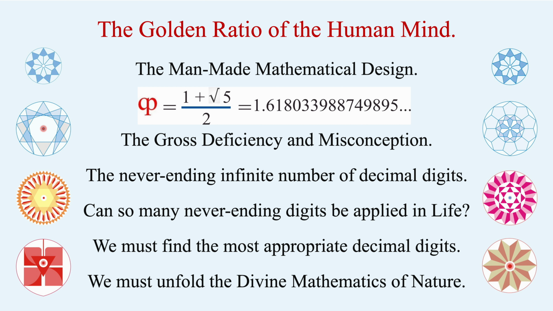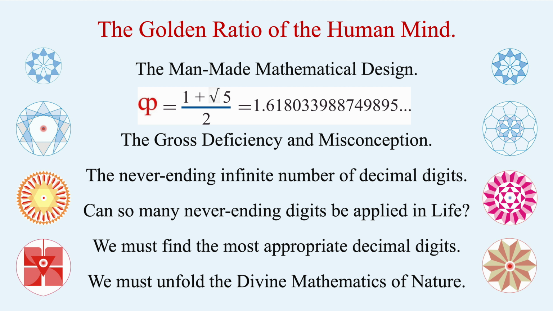Now, this is the mathematical man-made concept of the human mind. This particular thing, I do say, the never-ending infinite number of decimal digits is defective, a gross deficiency, a misconception. It cannot be used by mathematicians, it cannot be used by scientists. We have to have a mathematics which physics, chemistry and medical sciences can use easily. Not much of a difference, but at the same time it should be precise and concise. And so many digits cannot be applied in science or in life itself.